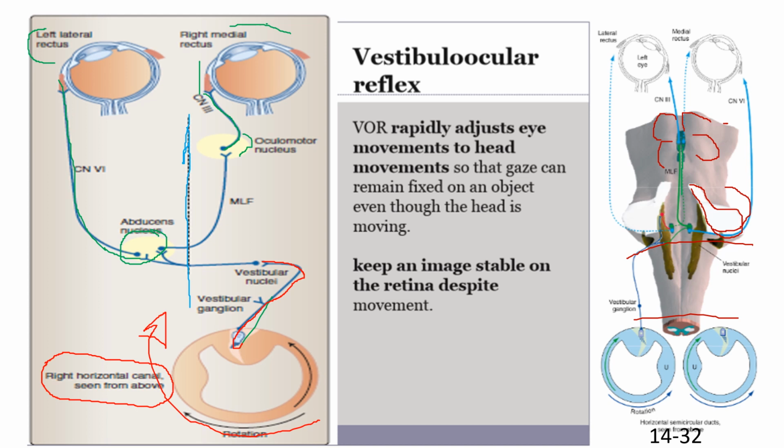So it's rapidly adjusting eye movements to head movements so that the gaze can remain fixed on an object even though the head is moving. So our MS patients will tell you about symptoms on which they were maybe walking on a treadmill. I had an experience with a patient with that, walking on a treadmill, and she would turn her head to look at something and boom, fall off the treadmill. So the VOR needed to be exercised in this patient in order to facilitate healing.